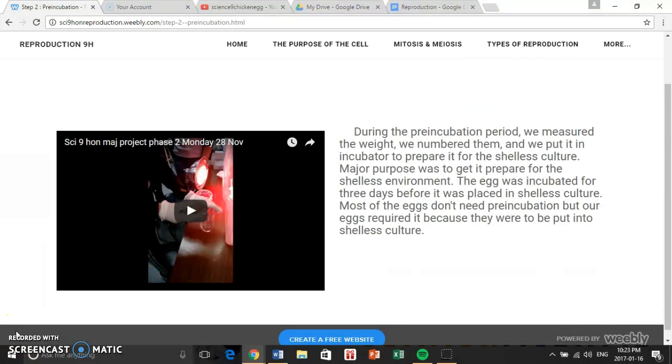The second step of the process was the pre-incubation. In the pre-incubation, we weighed and numbered the eggs. We then set up our shell-less culture. We got a cup and poked a few holes in it with a heated screwdriver.